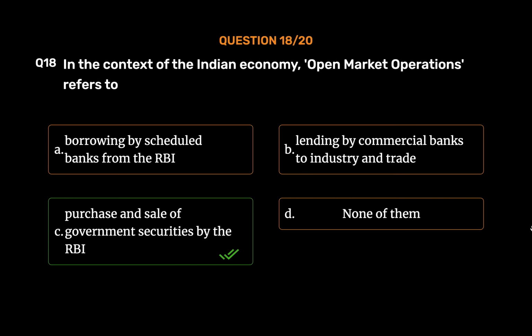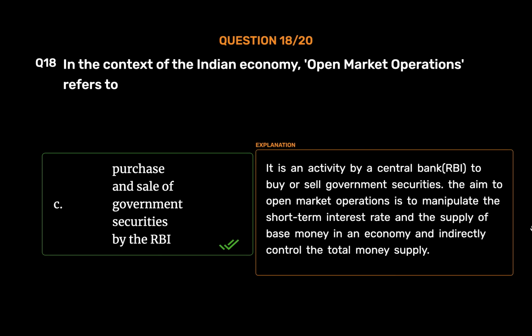Purchase and sale of government securities by the RBI. It is an activity by a central bank, RBI, to buy or sell government securities. The aim of open market operations is to manipulate the short-term interest rate and the supply of base money in an economy and indirectly control the total money supply.